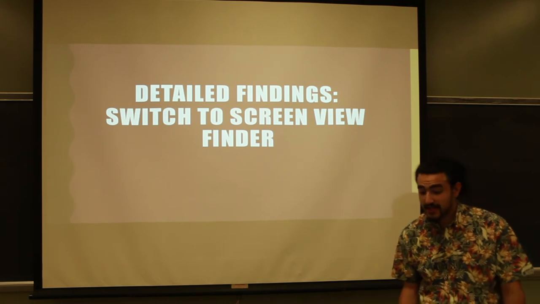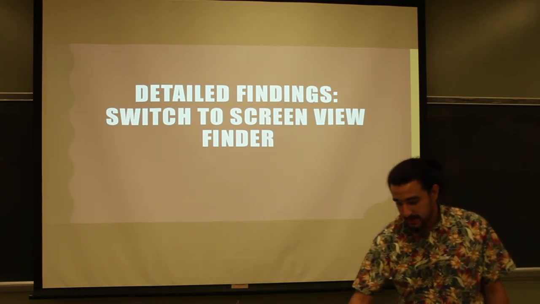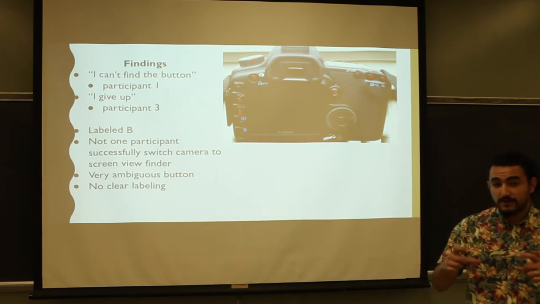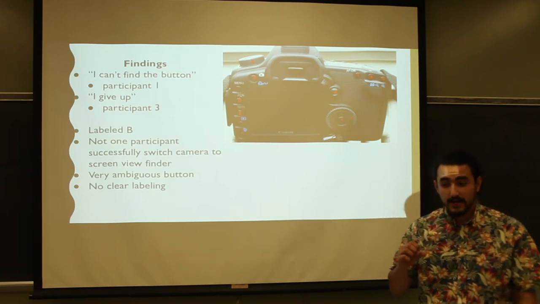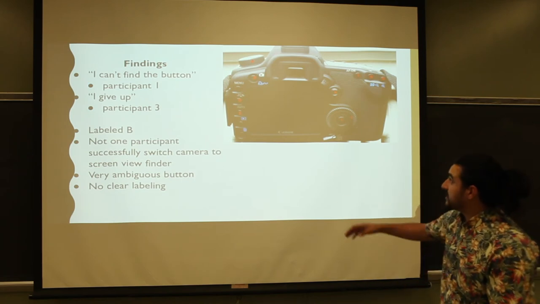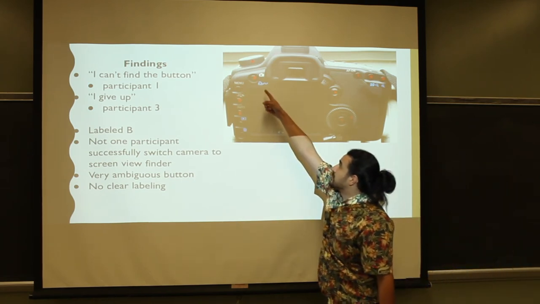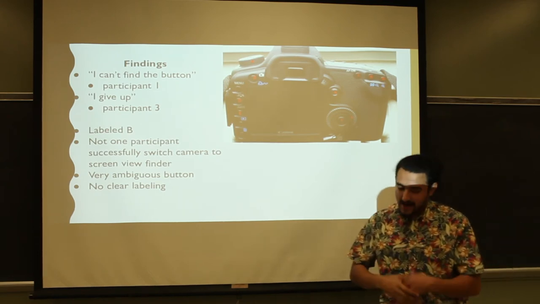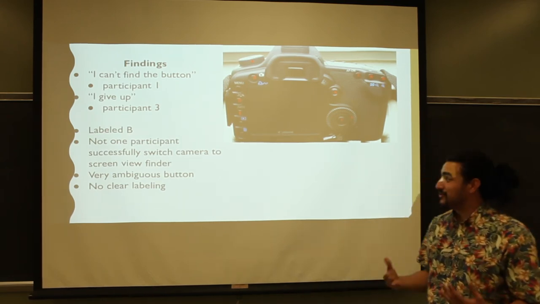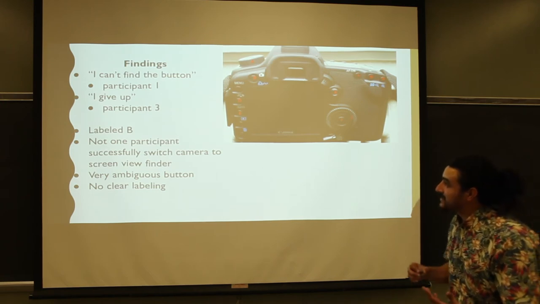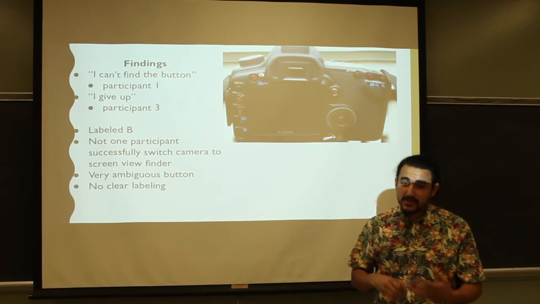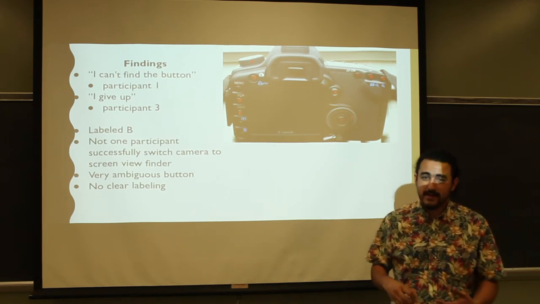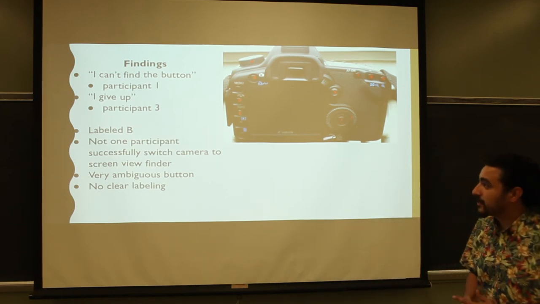Next, switching it into screen view. Just like other point and shoots, you would be able to put your camera to screen view so you don't have to have it directly on your eye. It's labeled as B here. This is the button that you would use, but it's very ambiguous. A lot of participants, well actually every single participant, was not able to do so. They did not know what that symbol meant, and they were not able to put it into screen view, which is sometimes more comfortable to shoot in. You don't want the camera pressed up on your face. So that made it a little difficult for some participants.